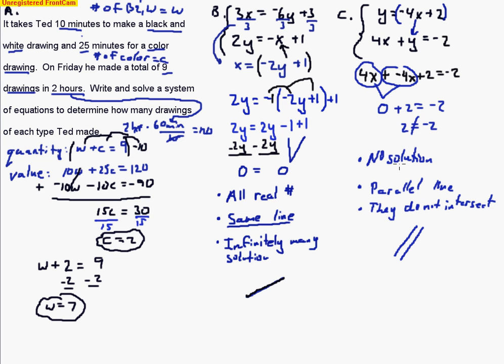Parallel lines, there's no solution. So whenever the variables cancel, you're either going to have infinitely many, which means that we have the same numbers equaling, or they're not going to equal, in which case we say there's no solution, or parallel lines. Well, that is part 2 of this lesson.